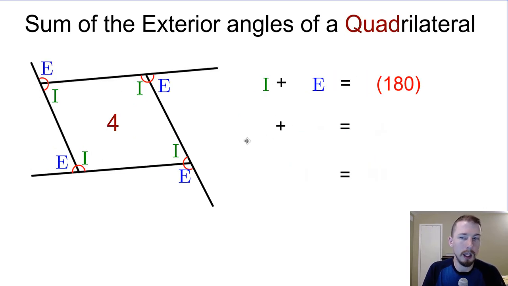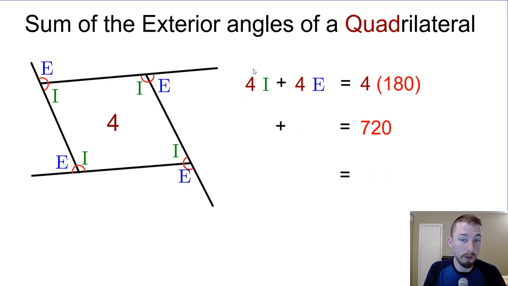All right, so what about a quadrilateral? So a quadrilateral has four sides. It's a very similar proof. So we have four interior angles, four exterior angles, and each one of those pairs is going to add up to a linear pair. So we're going to have four linear pairs of 180. So the 4 interior plus the 4 exterior is going to be equal to 4 times 180. 4 times 180, by the way, is 720.